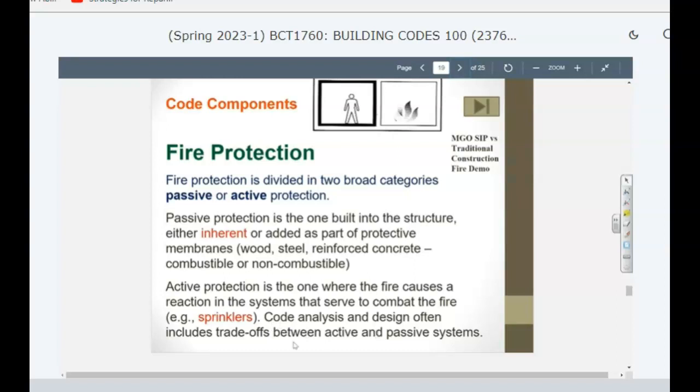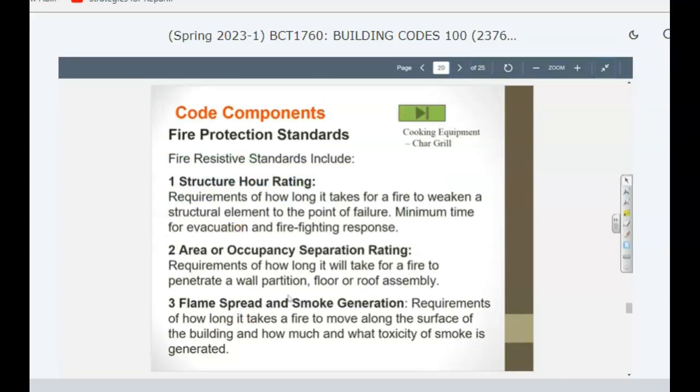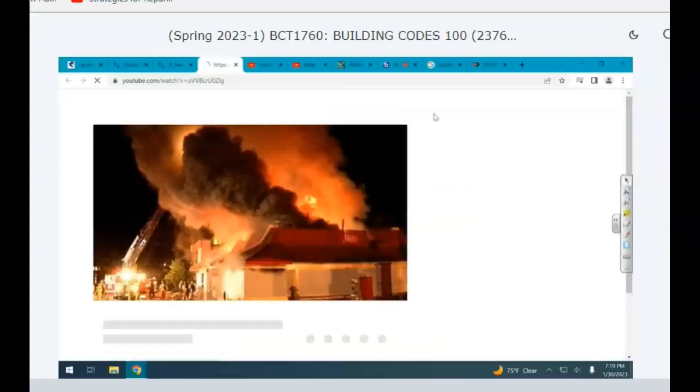Code analysis and design often includes the trade-offs between area or occupancy separation rating, requirements of how long it will take for a fire to penetrate a wall, partition, a floor, or a roof assembly, and flame spread, smoke generation, requirements of how long it takes a fire to move along the surface of a building, and how much and what toxicity the smoke generated is.